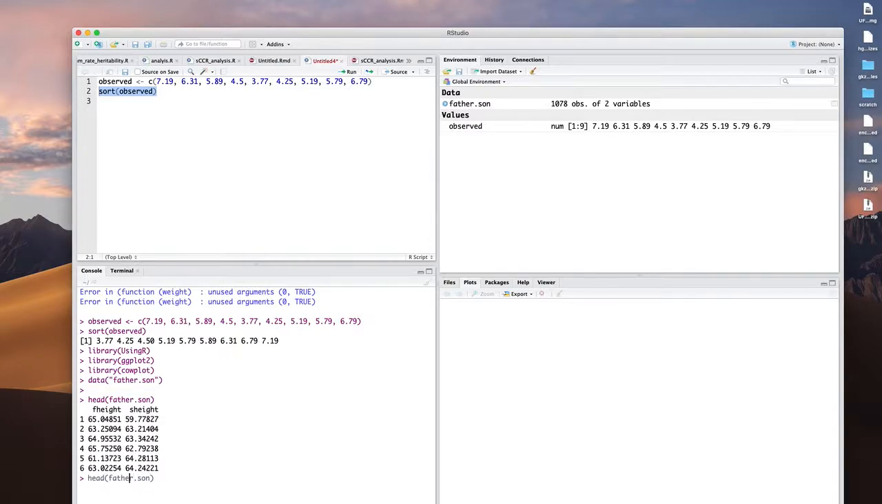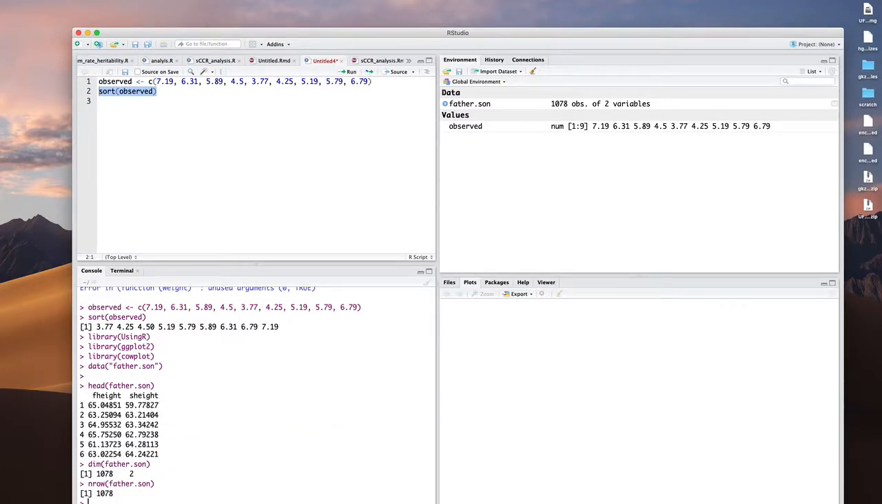So anybody remember the trick to figure out how many values there are from a data frame? How many rows? nrow, or you can also just do dim. 1078, and then 2 columns as a sanity check, and also as was stated, nrow will give us the same thing. There's 1078.